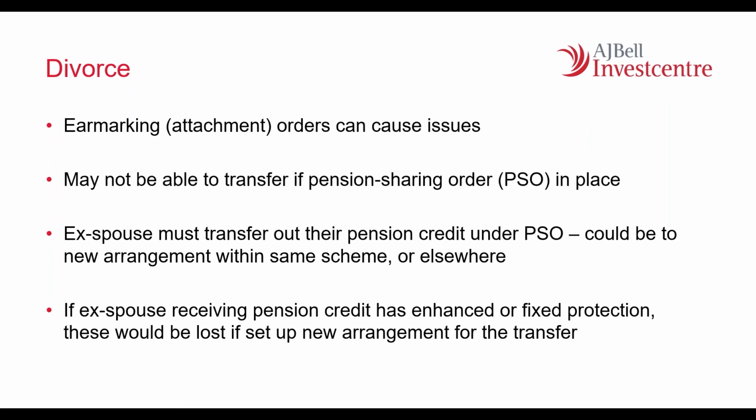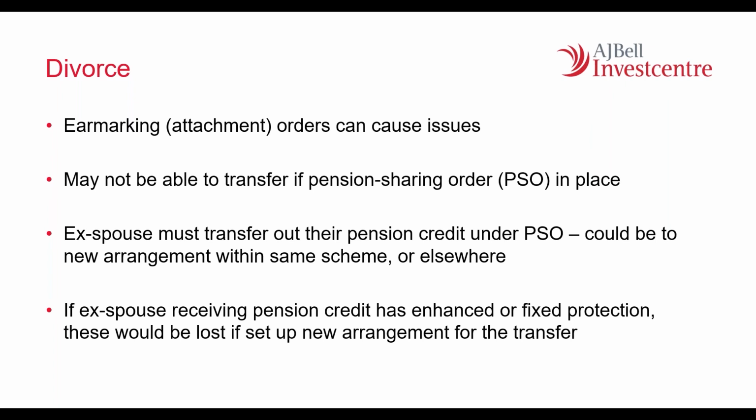If they don't have another DC scheme somewhere that they can receive this pension credit into, so they don't have anywhere to put it without setting up a new arrangement, then obviously they've got a problem. It would cause loss of protection, and in that case you would really want to have thought about that before you've actually done the pension sharing order, before you've got the split of assets, because that's going to have a big impact. It needs to be taken into consideration when we're deciding how to split the assets on divorce.